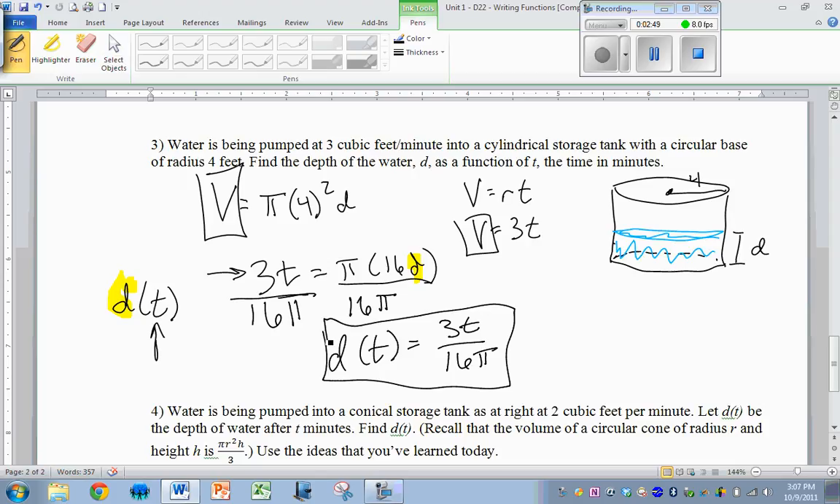You should always make sure and check that that actually makes sense. So substitute: since t is minutes, after 5 minutes, does that volume make sense based on how much water we're going to put in there? So if I said t was 5, that means the volume would be 15. So since my volume is 15, does that make sense? 15 divided by 16 pi, is that going to give me my height? Yes, it is. So that works.